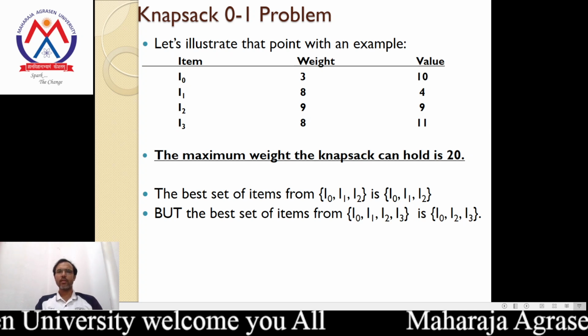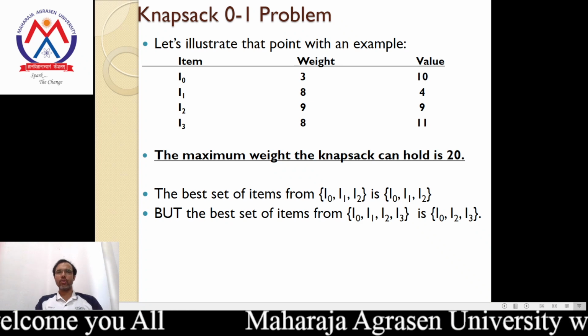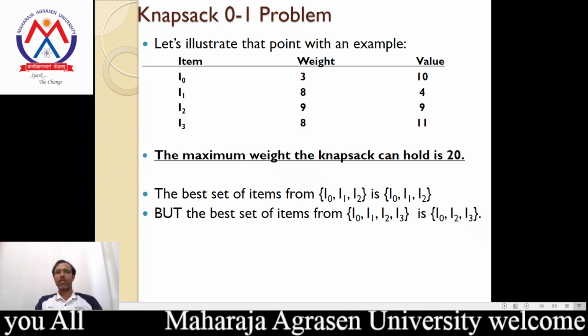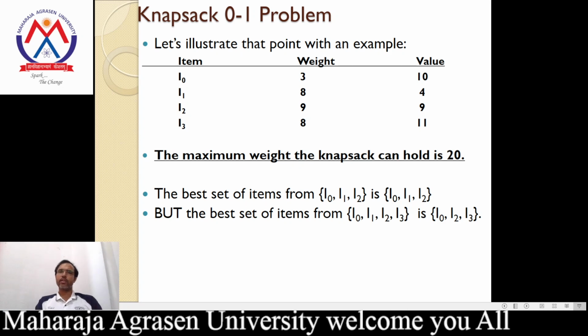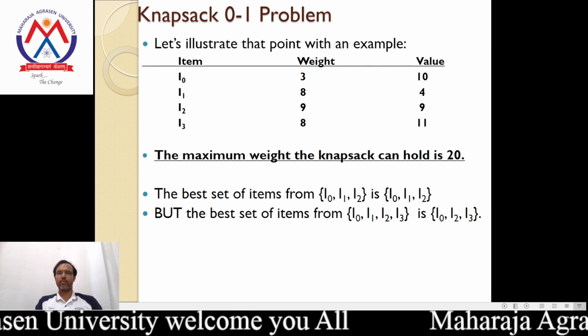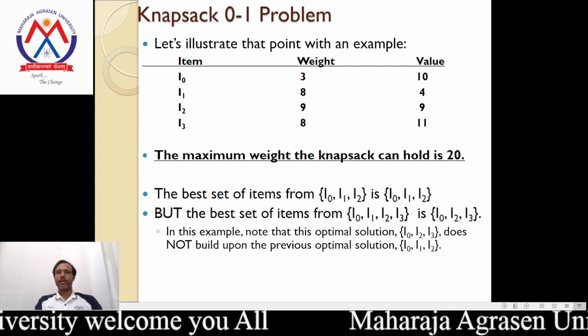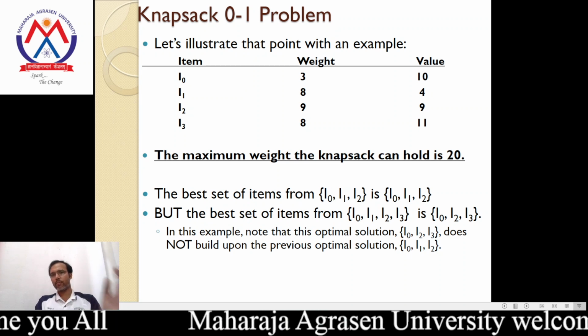Okay. But for the base set of items, if we have selected I0, I1, I2 and I3, the values 3, 8 and 9 will again be considered, because the fourth element can't be considered, as the knapsack's total weight would be 21. Okay. In this example, note that the optimal solution I0 does not build upon the previous optimal solution.